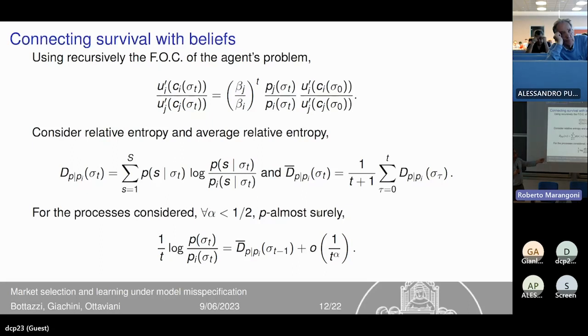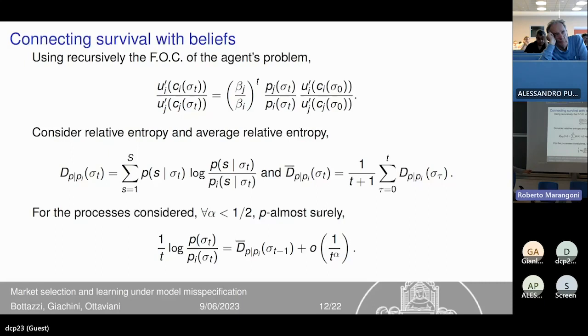Because this is strictly positive by assumption, the only way we can obtain a zero is that the numerator goes to plus infinity, which means that the consumption of agent J goes to zero. So we learned that if model J is worse than model I, the consumption of agent J goes to zero, with respect to the true probability of the process.